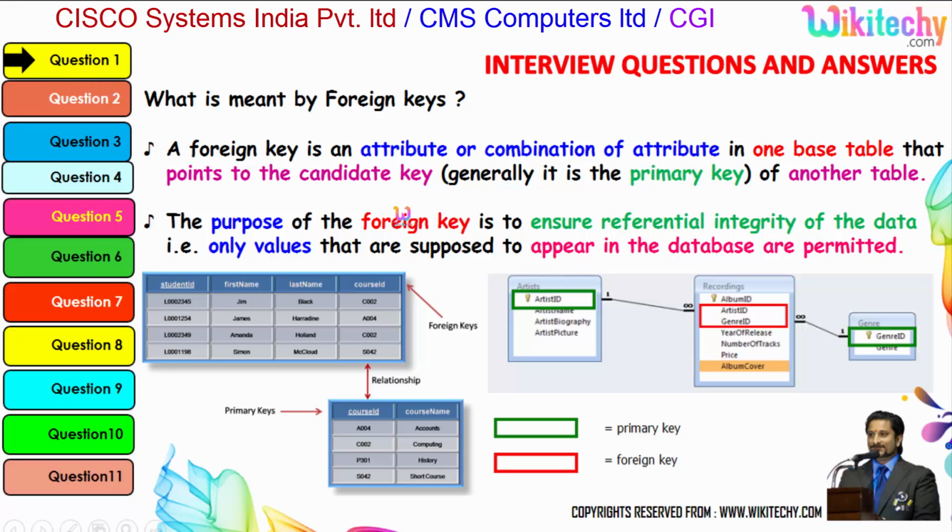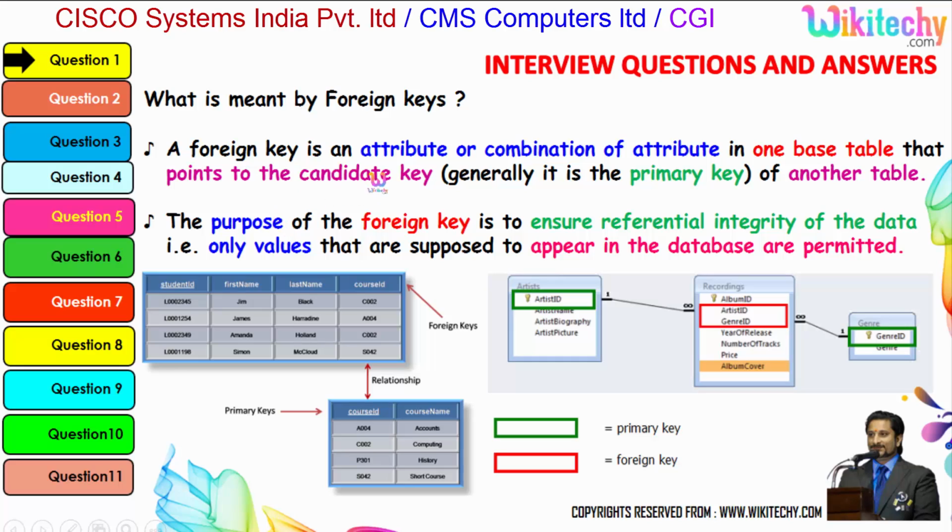Here is the question. What is meant by foreign keys? Considering a database, multiple tables are interrelated via a relationship between the tables using keys. The key which uniquely identifies a data is called a primary key, and which is referred to in another table, they call it a foreign key.